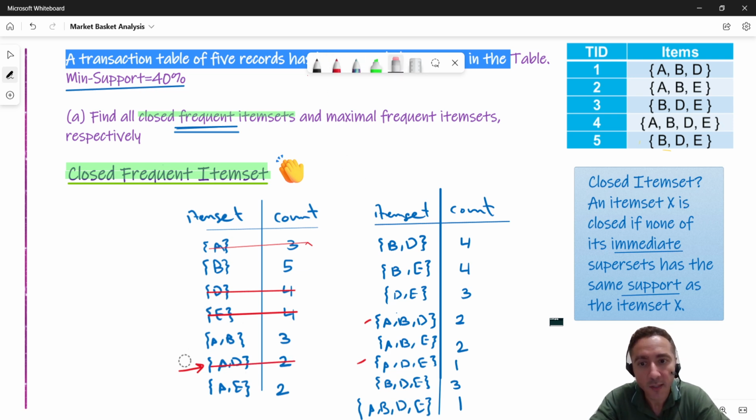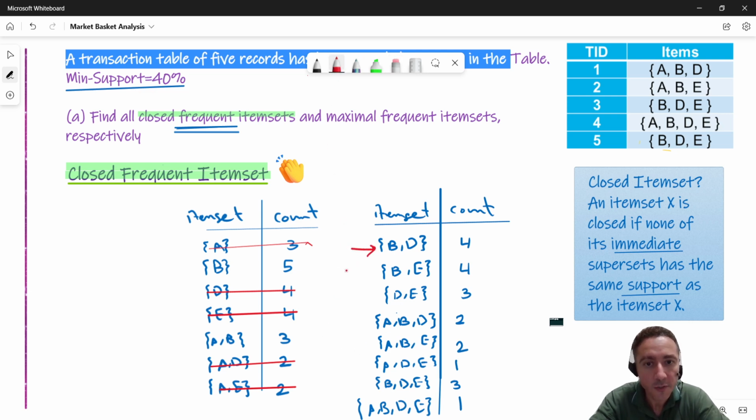Okay, keep going. Now we come to AE. The immediate supersets would be this one and this one. Do any of these hold the same? Yes. Also, this is not a closed item set. Now we keep going. Now we come to this one.